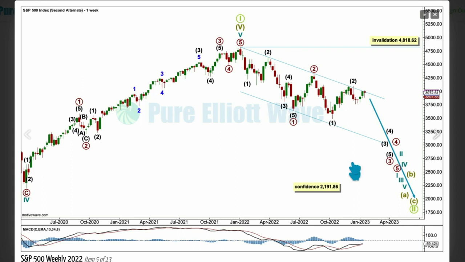Absolutely not. If this trend line is breached next week, I'll probably not publish this wave count again, but I just want you to be aware it is possible.